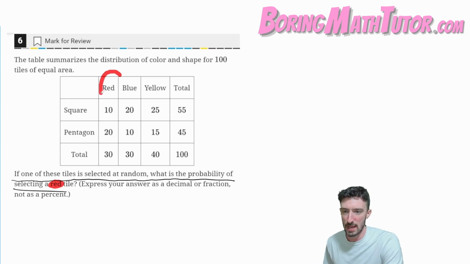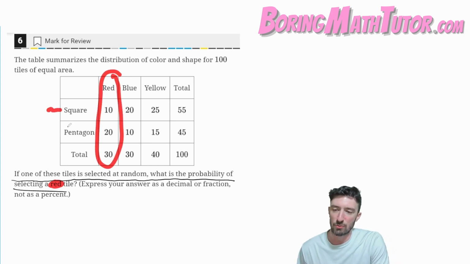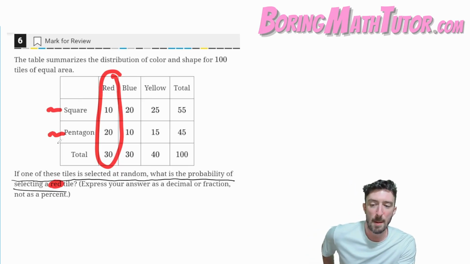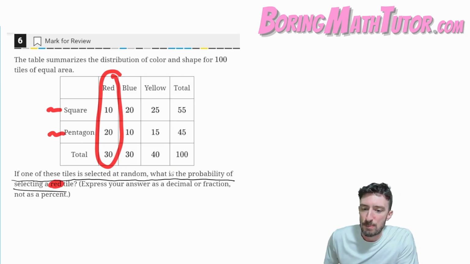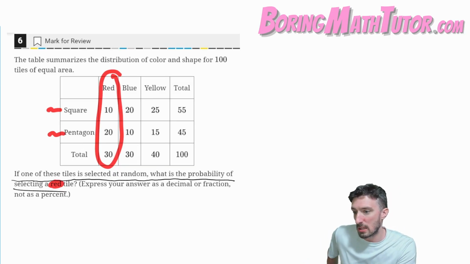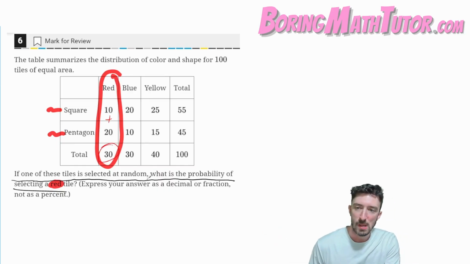Let's see, red. Different types of red. Maybe a square red tile, maybe a pentagon red tile. But what's the probability of selecting a red tile? Well, looks like we've got 10 plus 20. That adds up to 30 red tiles.